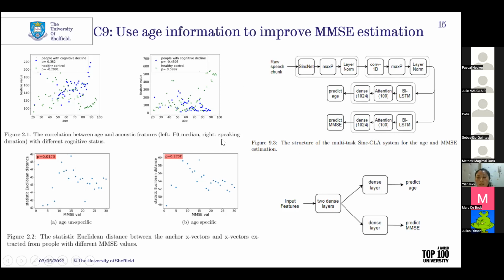And under this estimation, we designed two systems. One is the end-to-end system, another is the pipeline system. These two systems are both multitask estimation systems for estimating age and MMSE at the same time. And we found that when we estimate age and MMSE at the same time, the system can perform better than estimating these two factors separately.